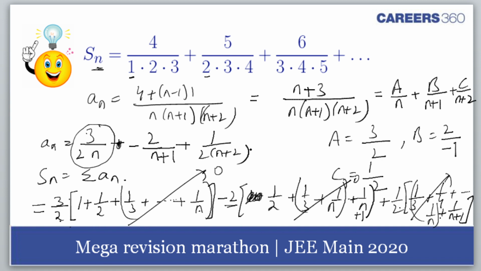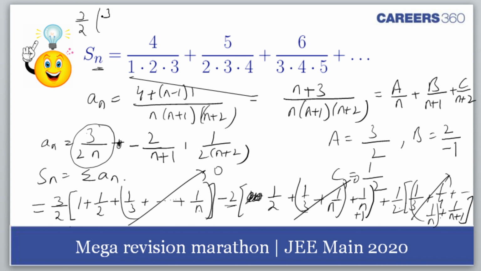So what is left? We are left with 3 by 2 into, I'll make a space here because otherwise I'll lose the contact with the question. So I'll make use of the space here. So what is left? I'm left with 3 by 2, 1 plus 1 by 2, that is 3 by 2. And here what I'm left with? Minus 2 into half, that is minus 1. And 1 by n plus 1 is also there, minus 2 upon n plus 1. Okay? And here I get 1 by 2 into, from 1 by 3 to 1 by n, everything is 1. So we have 1 by n plus 1 and 1 by n plus 2 is left.